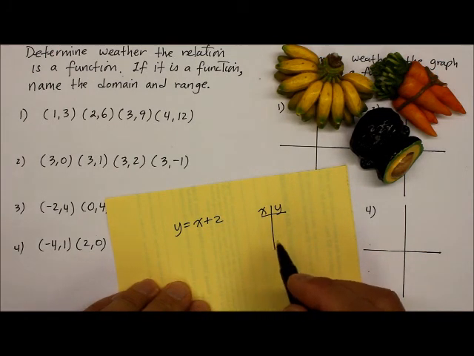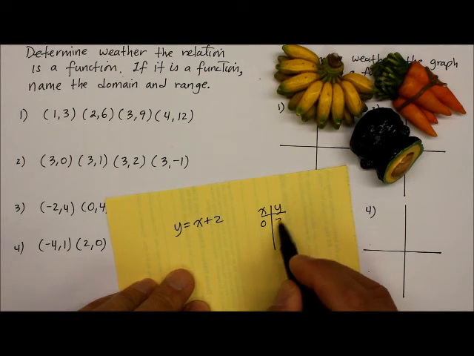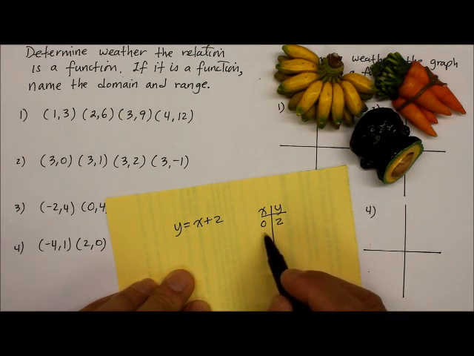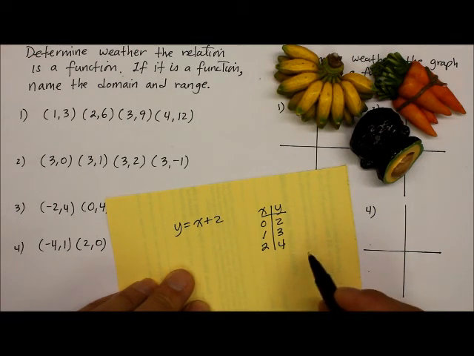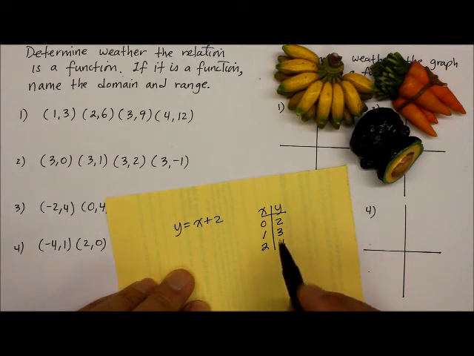For example, you would choose numbers like 0, so y became 2. If you put x as 1, 1 plus 2 is 3. If you put 2, 2 plus 2 is 4. That's a function. There is a relation between the x and the y.